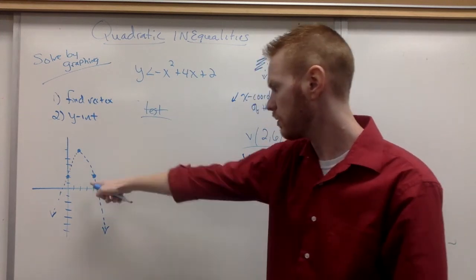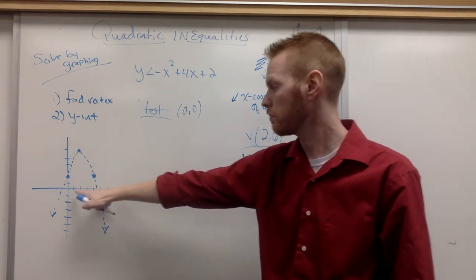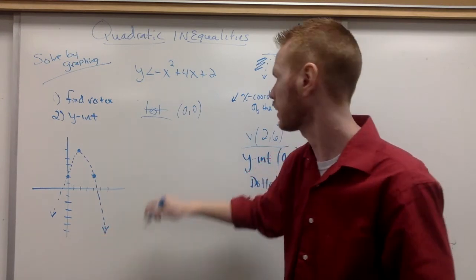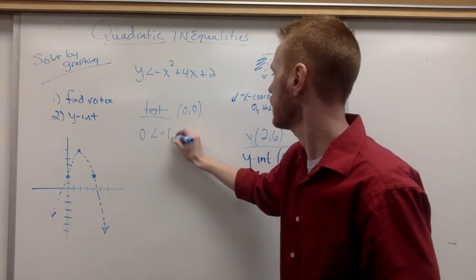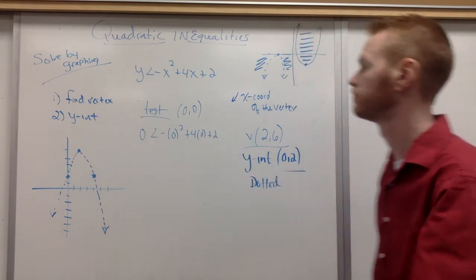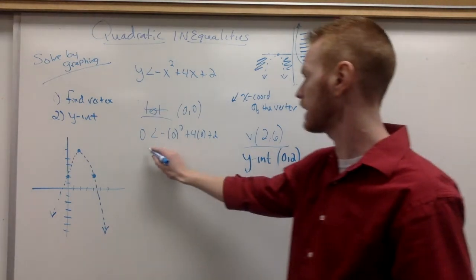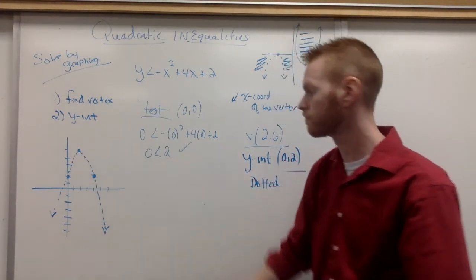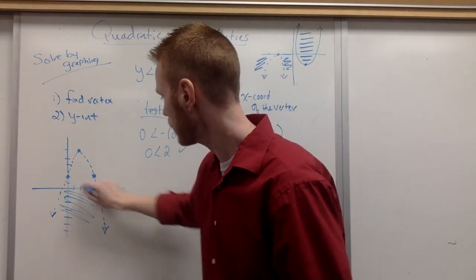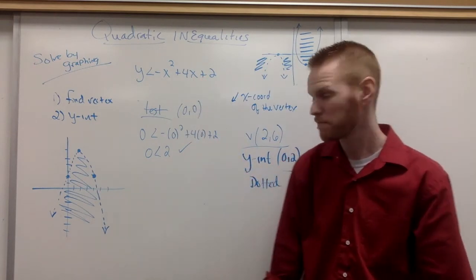Let's do, I think (0, 0) is a great point to try out. And by testing that point out, we're going to see if it's actually inside the parabola, okay? We get 0 is less than negative 0 squared plus 4 times 0 plus 2. Simplifying it, I get 0 is less than 2. That's correct. Therefore, I can say that everything inside of here are solutions to this quadratic.